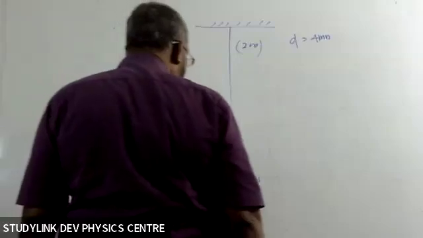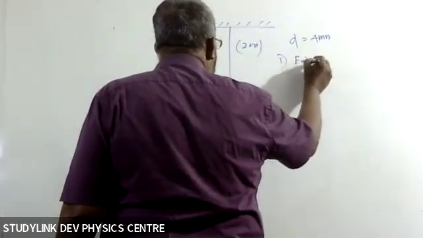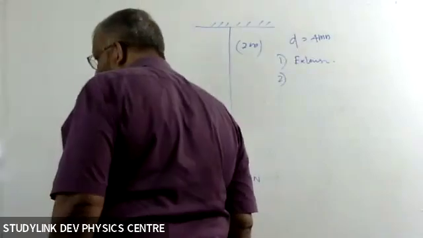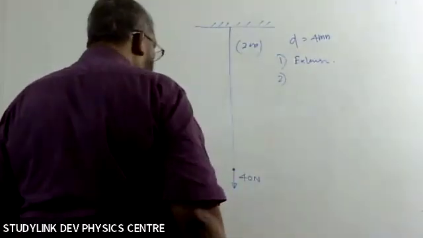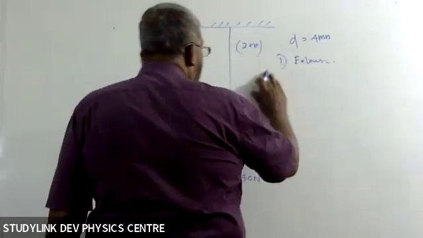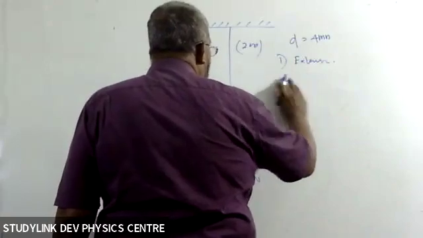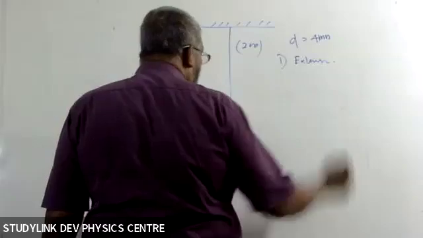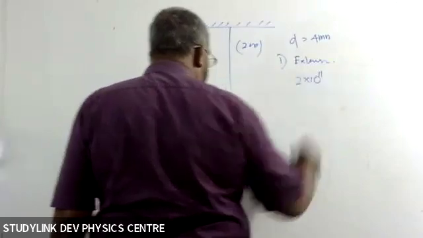Number 1, find the extension of the wire. One is enough, extension of the wire. So directly what you do is, now we want to find the extension. We know the equation, that is Young modulus. After that you write, the wire is steel and Young modulus is 2 into 10 to the power 11.